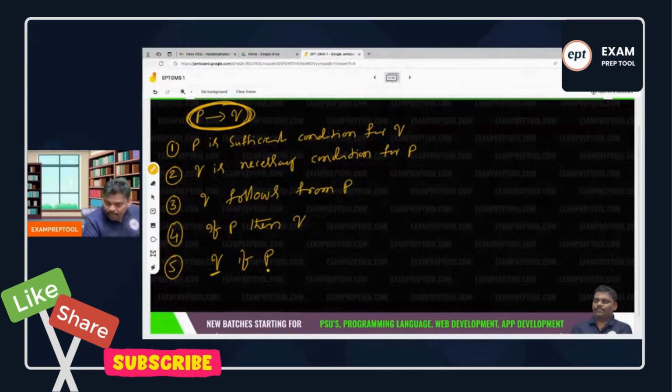Q is the answer if P. If P is true, Q is the answer. Indirectly, all are the same. Q, you got the Q from P. Q follows from P.